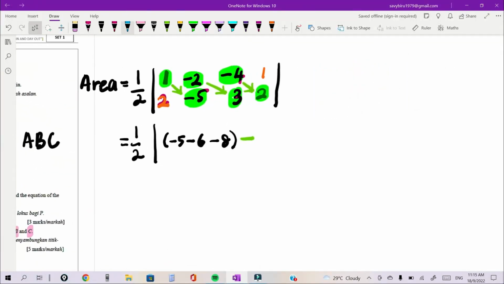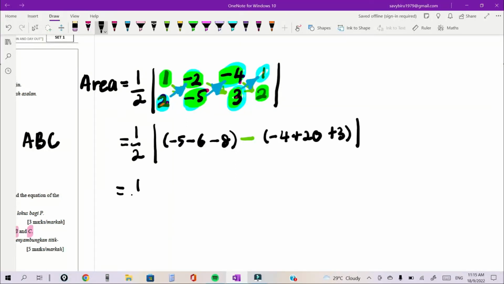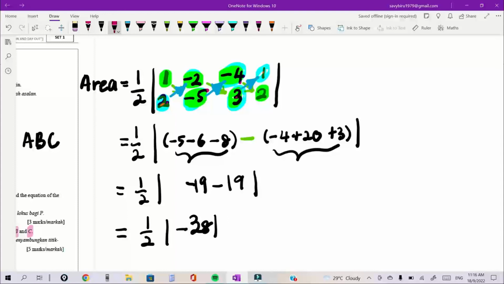Next, after selam, then only you naik balik, maknanya go up dia punya arrow. Next we take 2 times -2 become -4, plus, next -5 times -4 is +20, plus 3 (1 times 3), close bracket, and then the modulus sign. So simplify all this. After you simplify all this, remember you have the modulus sign here. Modulus of negative 38 is still positive 38. So half of positive 38 is 19 square units.